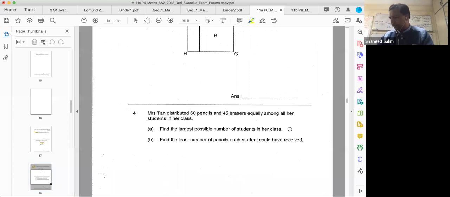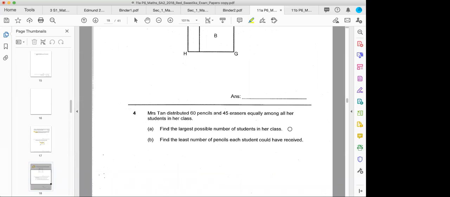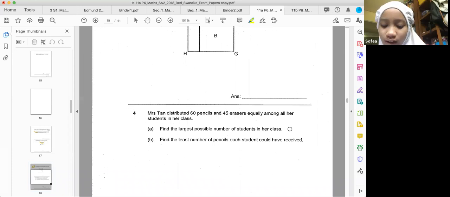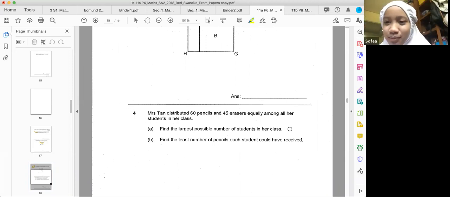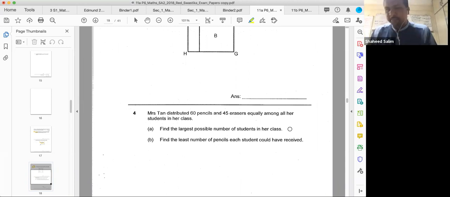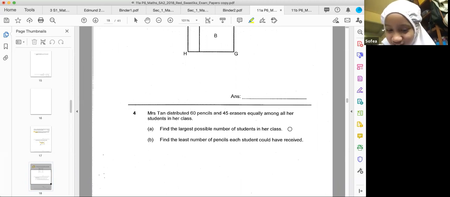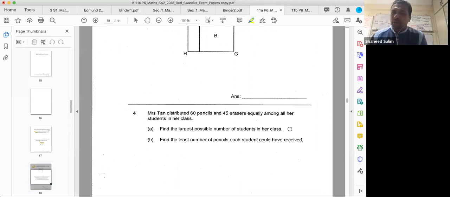I'll give you a clue. The clue is common factors. Is the answer for A 21? How do you get 21? I don't know. Just check. Either 60 plus 45, and then 105 divided by 5. Why divide by 5? Because that's the only number that... We have to assume that all the items are distributed.